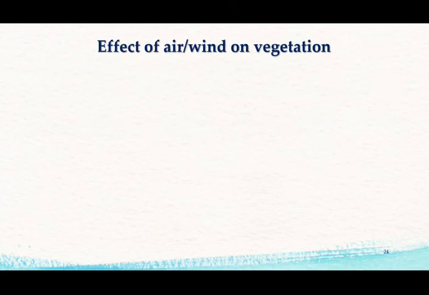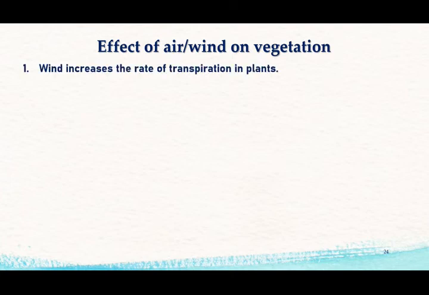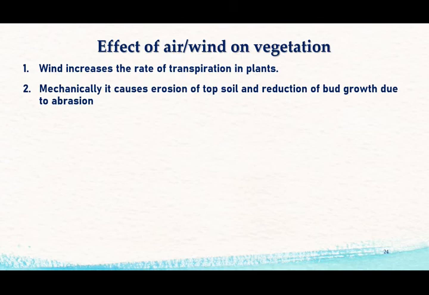Now we shall see some of the effects of the air on vegetation. Wind increases the rate of transpiration in plants because the wind carries away the water vapor around the leaf area, thereby creating a diffusion pressure deficit. So that's how the rate of diffusion increases and the transpiration also increases in plants.